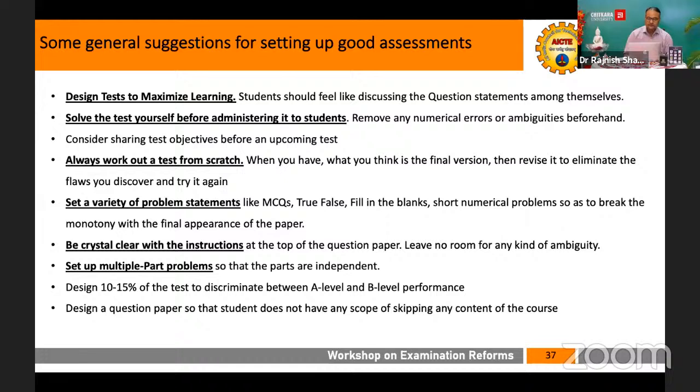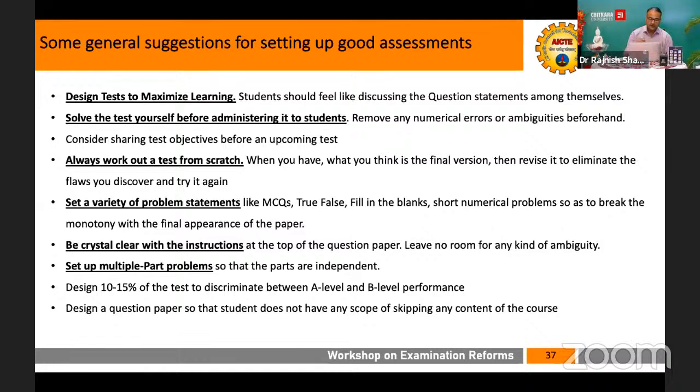Solve the test yourself before administering it to students. Very, very important. Once you have set a question paper, you must solve it yourself also. And the thumb rule here is usually the student would be taking around double the time which you will be taking to attempt the whole question paper.